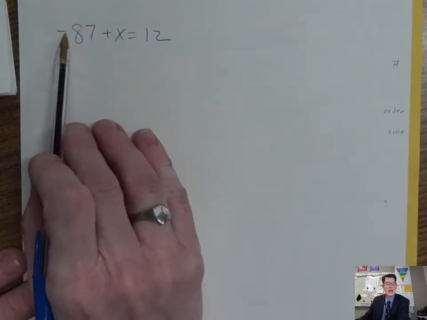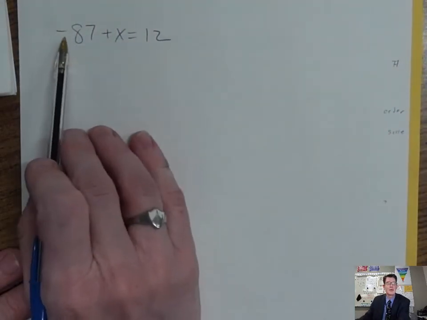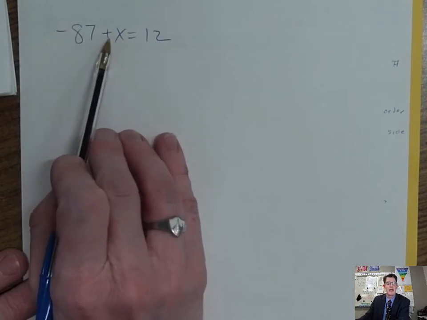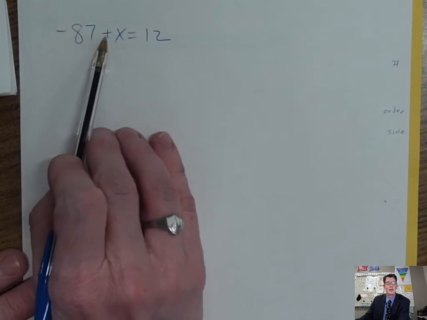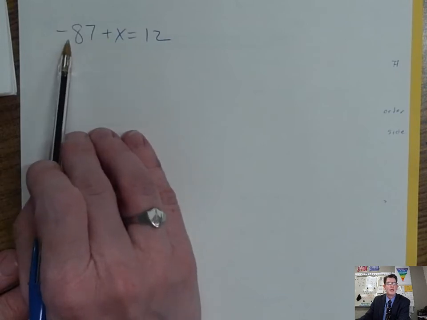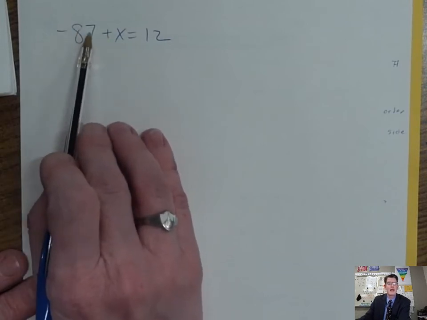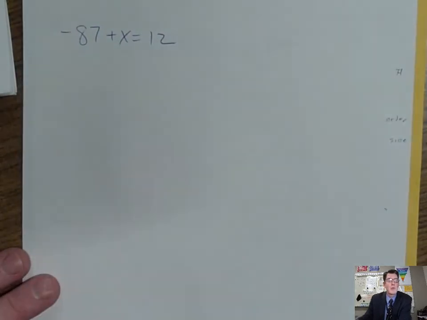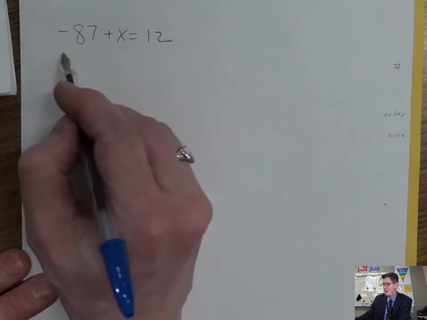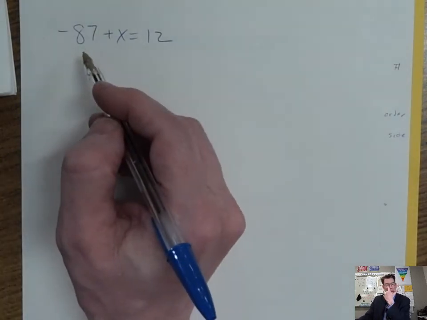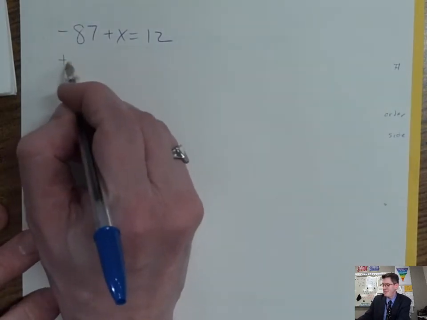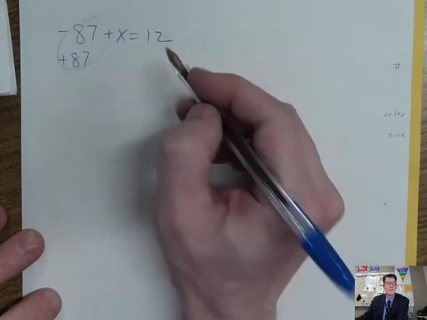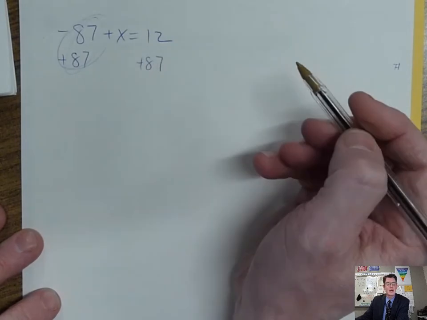You have this negative 87 that's connected onto it. The sign here goes with the 87. This plus goes with the x. So we're worried about this symbol here, not this one. So when we've got this right here, how do we get rid of it on this side of the equal sign? Well, the same way we always have. We undo that negative 87. The way to undo the negative 87 is to add 87 on. That gets it to 0. And you add 87 on the other side of the equation.